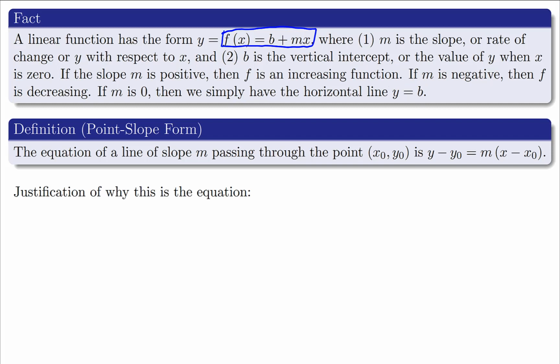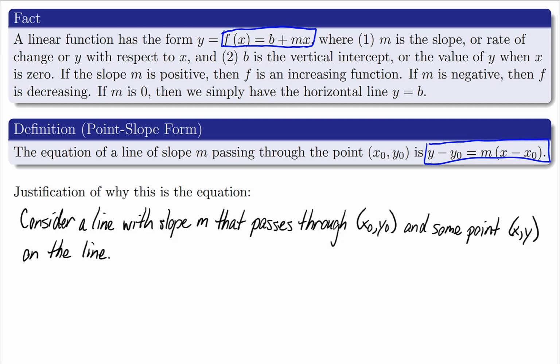Now, one way to get an equation the easy way is to use what we call the point-slope formula. If you're looking at a line that has slope m, and it passes through some given point or found point, x0, y0, then you can use this equation to find the equation of that line. Let's make a quick example as to why this works. Consider a line with slope m that passes through x0, y0, and some point x y on the line.